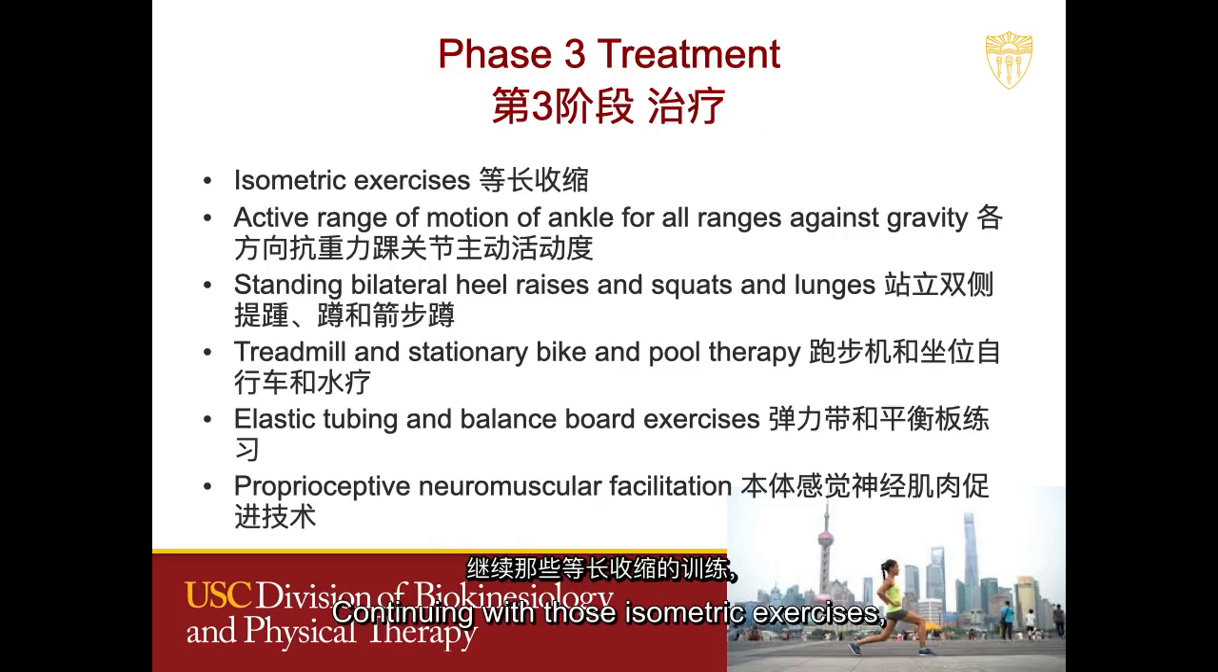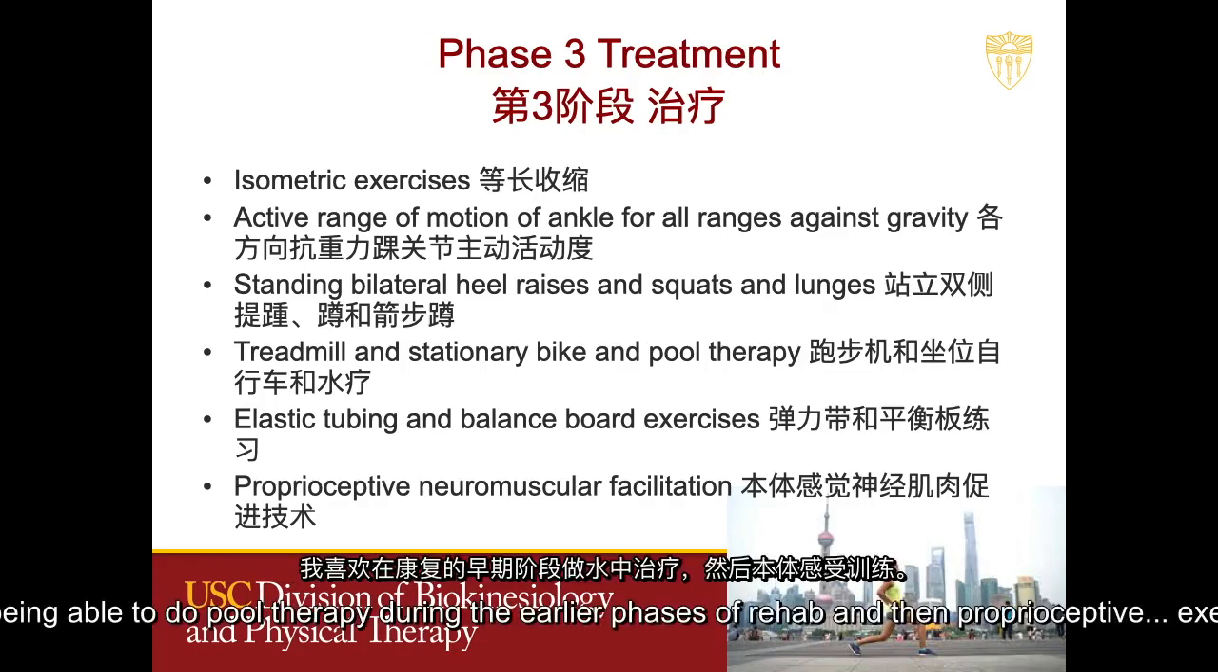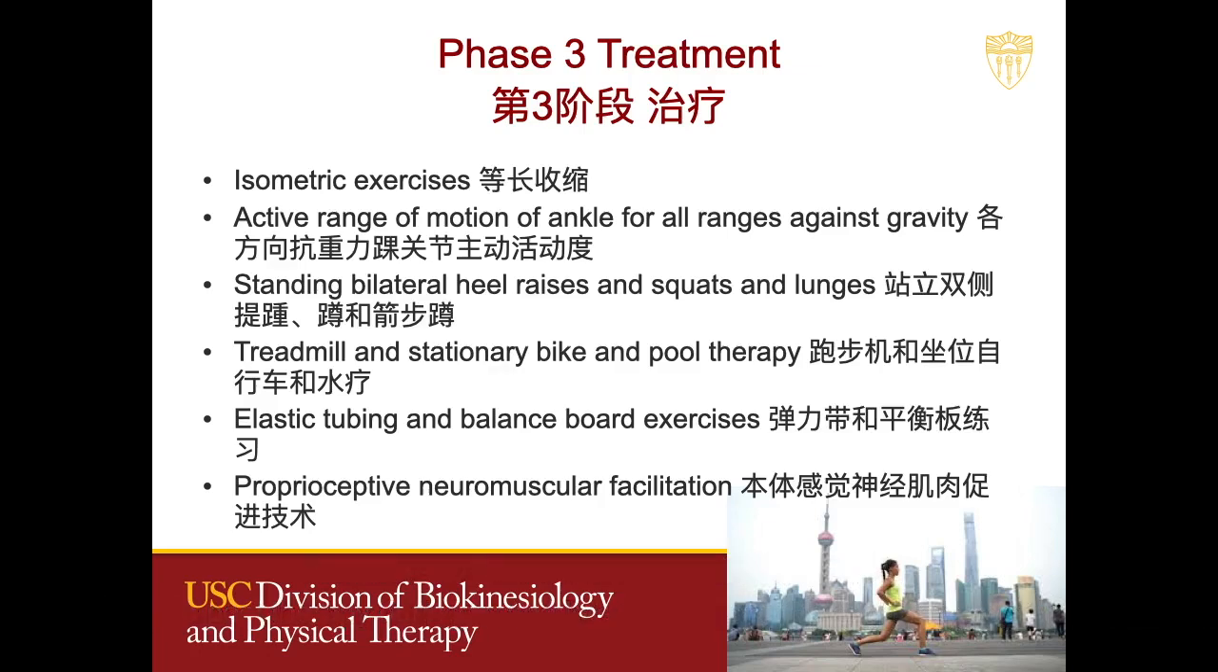Continuing with those isometric exercises, but we're also doing lots of active range of motion. We can start doing bilateral heel raises, squats, lunges, things like that. We can also start doing more biking, treadmill. If they can have access to a pool, I love being able to do pool therapy during the earlier phases of rehab. And then proprioceptive exercises, lots and lots of balance.